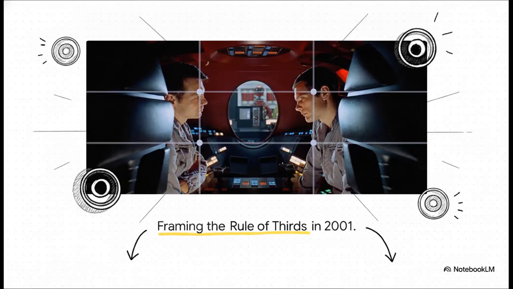Check out this beautiful shot from Stanley Kubrick's 2001: A Space Odyssey. Look closely at how Kubrick places the actors' faces exactly on those upper intersection points. By aligning their natural eye lines right on this invisible grid, he creates an incredibly pleasing and structurally solid frame. It tells us exactly where we need to focus.